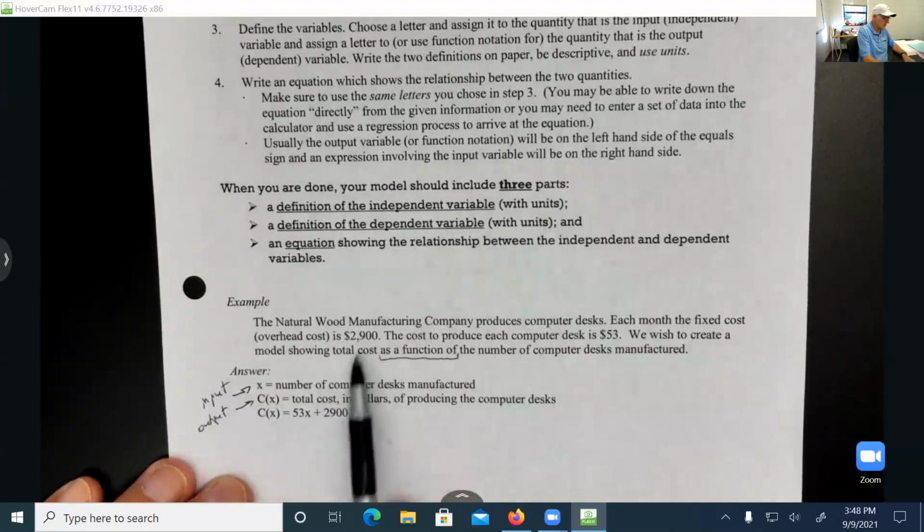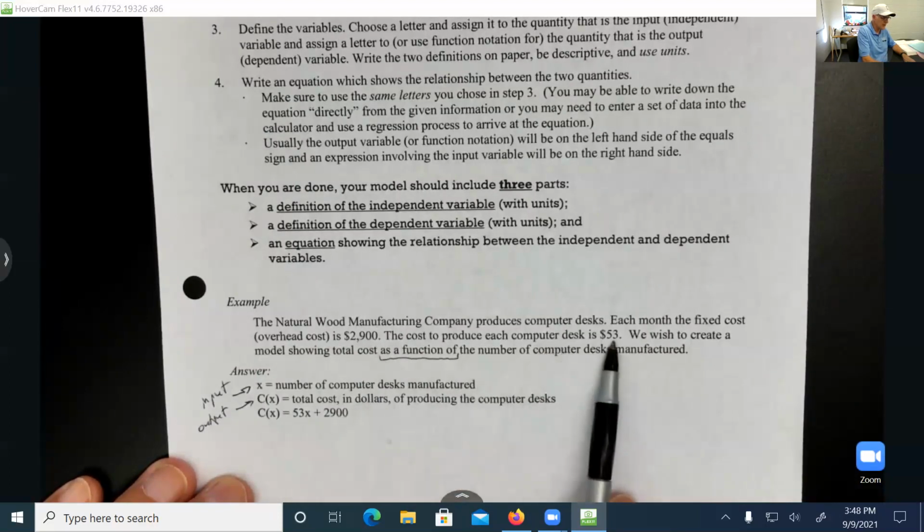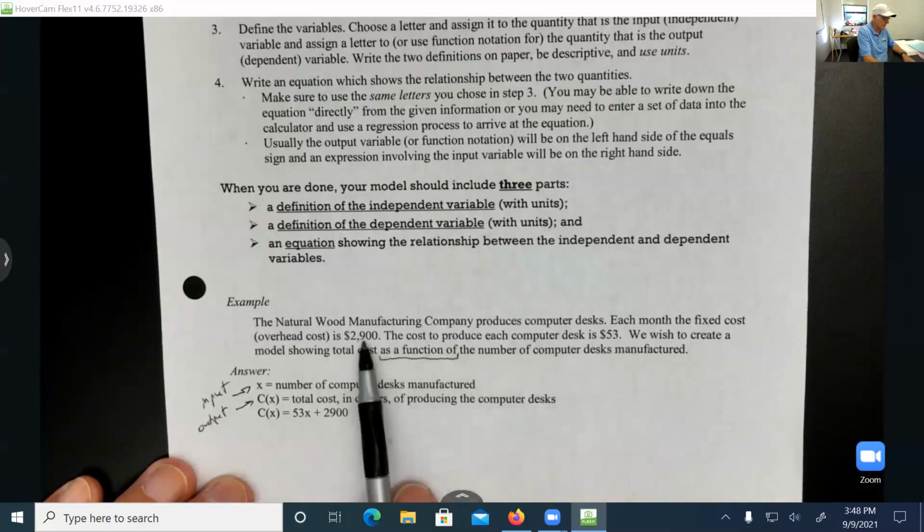2,900, that's our fixed cost. It's going to be there all the time. Even if we didn't produce any computer desks, we still have to pay the rent and electricity. And this is going to be 53 times X. X might be 5 computer desks, be 53 times 5. Maybe it's 10, 53 times 10. Maybe it's 100, 53 times 100. And you'll notice here that this is Y equals MX plus B.